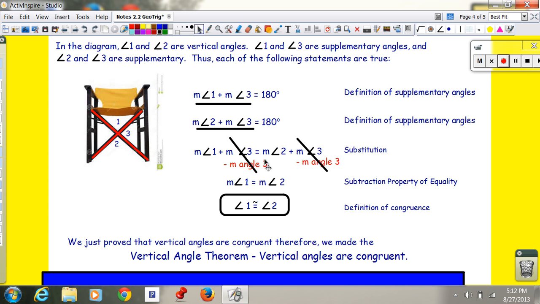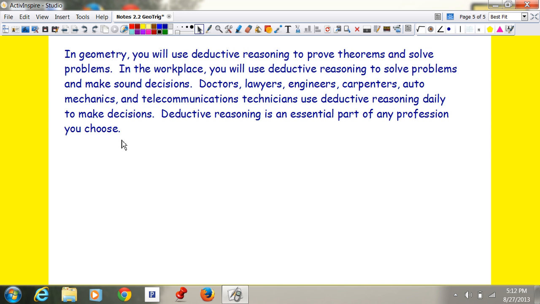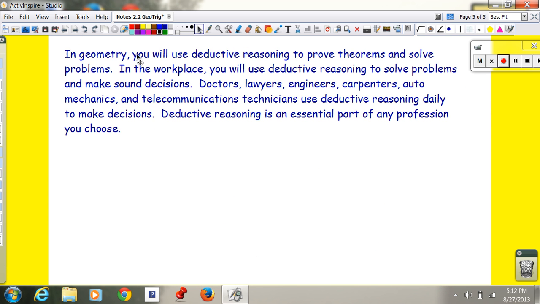And that's it for notes, but there's one more thing I want you to read. You don't have to write it down, so don't panic. I do want you to see this paragraph. It's a good paragraph. In geometry, you will use deductive reasoning to prove theorems and solve problems. We do that all the time in our class.